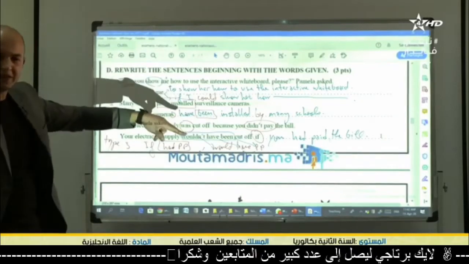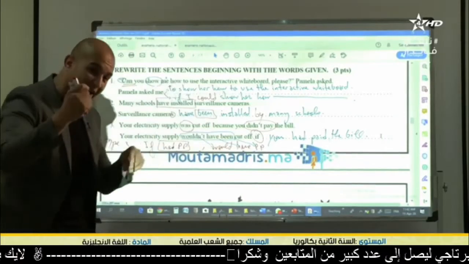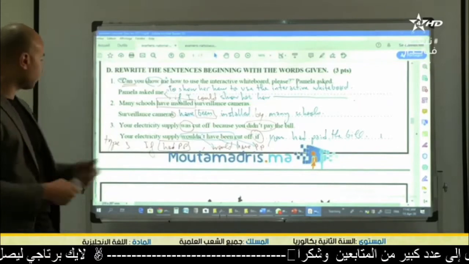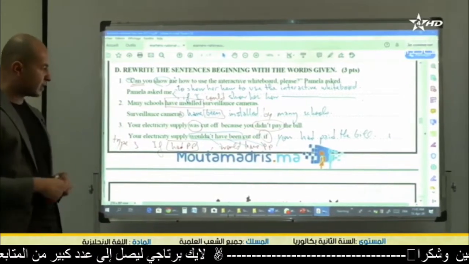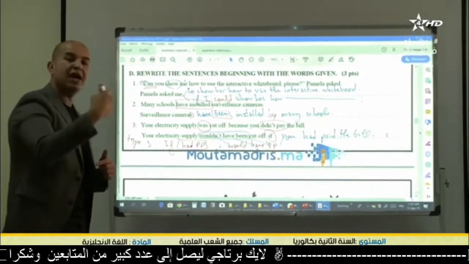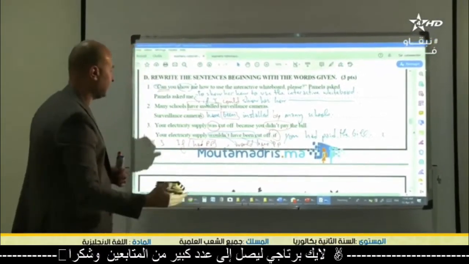Okay, so there are two ways to use the conditional. You can start with if. If you had paid the bill, your electricity supply wouldn't have been cut off, or your electricity supply wouldn't have been cut off if you had paid the bill.